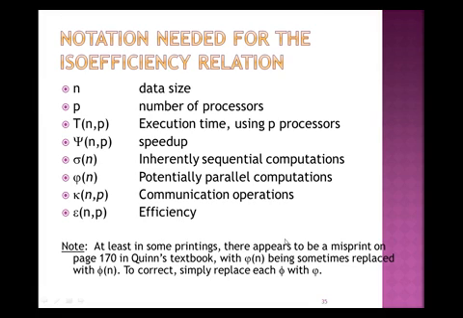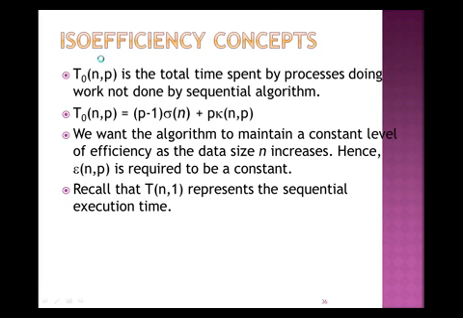Note that at least in some printings there appears to be a misprint on page 117 of the textbook. This one is not used. Now, iso-efficiency concepts. T0(n,p) is the total time spent by the processes doing work not done by the sequential algorithm. So T0 denotes the total time that is spent by the multiple processes doing work not done by the sequential algorithm. Whatever task is not done by the sequential algorithm is calculated by the total time denoted by T0(n,p).